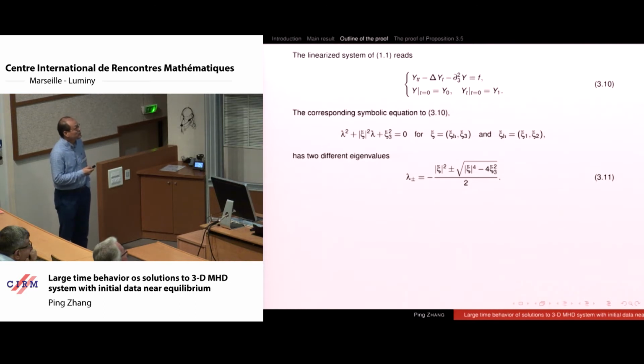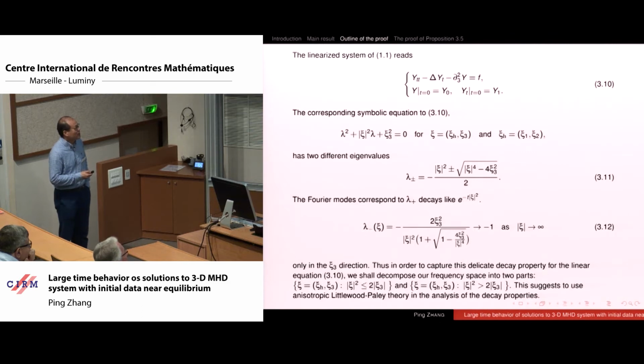The linearized system of this MHD system can be written in this way: y_tt minus Laplacian y_t minus partial 3 squared of y equals f. For this system, the corresponding symbolic equation can be written in this way: lambda squared plus modulus xi squared lambda plus xi_3 squared. Here xi denotes (xi_h, xi_3), and xi_h equals (xi_1, xi_2). This equation has two different eigenvalues, lambda plus and lambda minus.